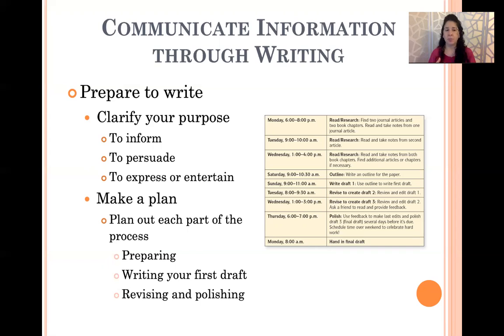So then I want to clarify the purpose. The purpose is to, again, show accurate information. Is the purpose to persuade somebody? If you're taking a legal class, you might definitely be looking at persuading a jury or persuading people through your writing, right? Or are you in theater and you're looking to entertain? Or do you want to write a story or a screenplay or a movie, things like that? Make a plan out each part of this paper that you're going to do: preparing, getting all the information ahead of time, writing your first draft, and then of course revising it.